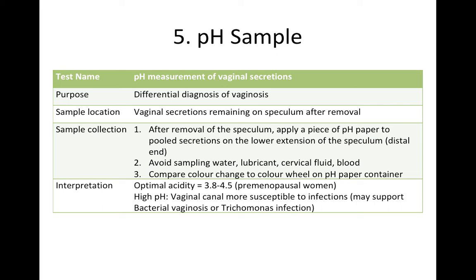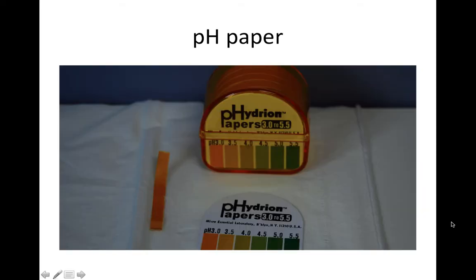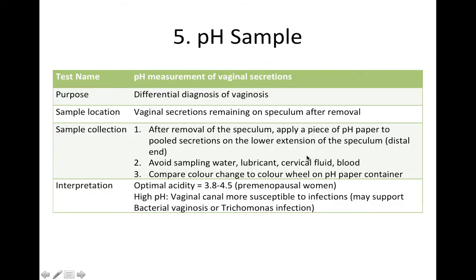pH. This is a test that has quite a bit of clinical utility. I use it a lot. Using a specific range of pH paper from 3 to 5.5, the best place to collect a pH sample is once the speculum has been removed. On the lower extension of the speculum, there tends to be a little pool of discharge or vaginal secretions, and you can just dip the piece of paper into that pool of secretions.